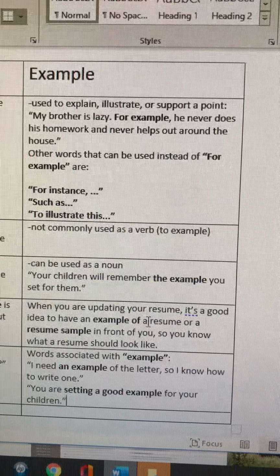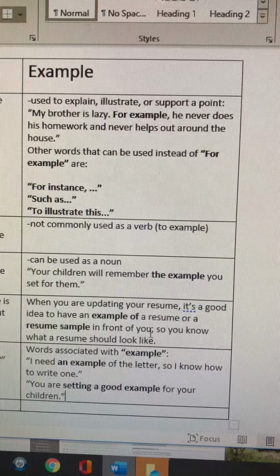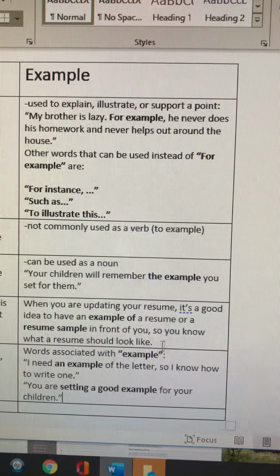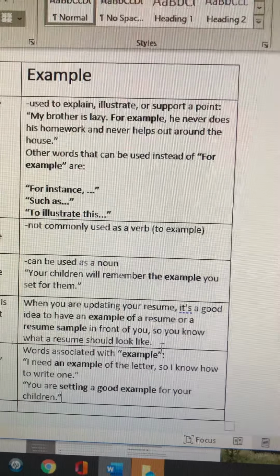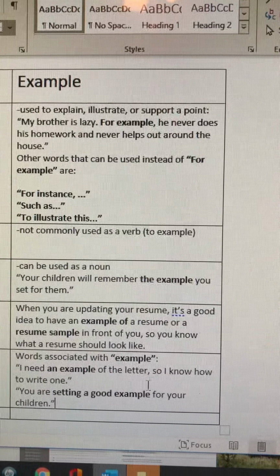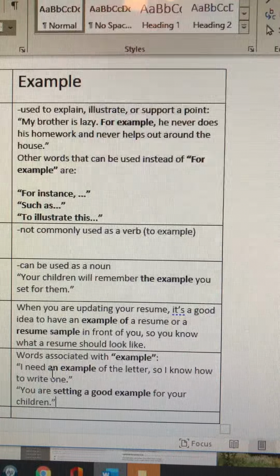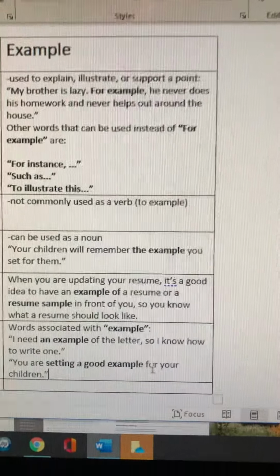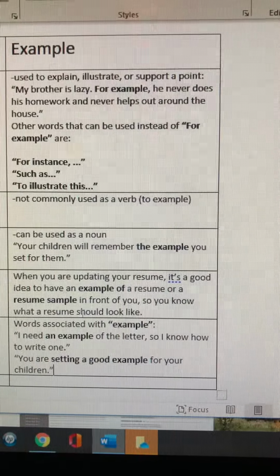When you are updating your resume, it's a good idea to have an example of a resume or resume sample in front of you, so you know what a resume should look like. And words associated with example are, I need an example of the letter so I know how to write one, and you are setting a good example for your children.